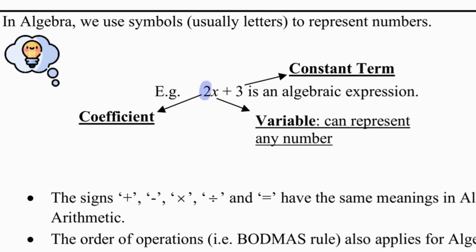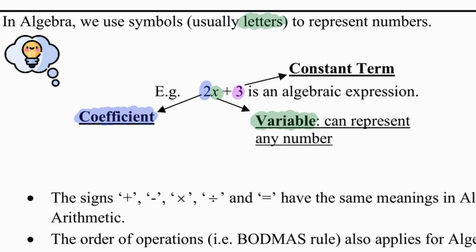2, which is the number in front of a letter which we call a variable. This is actually called, there's a name for it, it's called coefficient. The letters, we use these letters to represent numbers, and we have a special name for it. It is called a variable, okay, which means that it basically can represent any number.